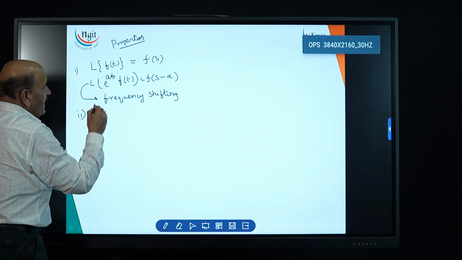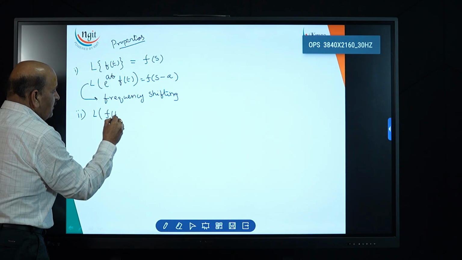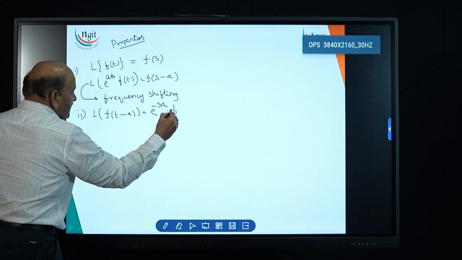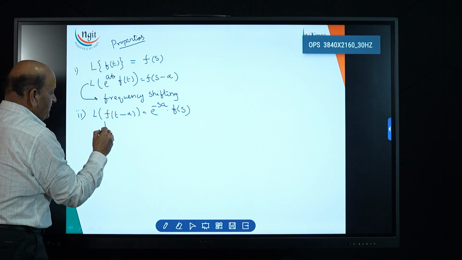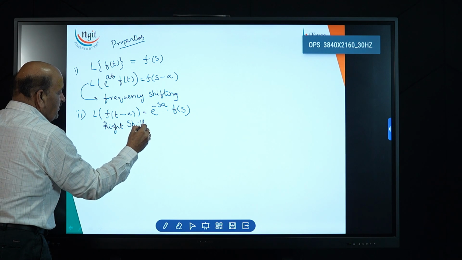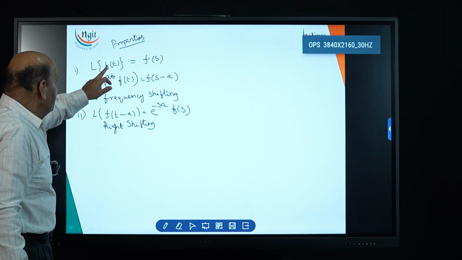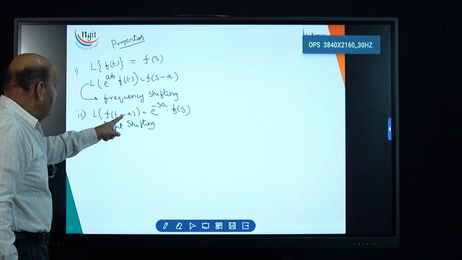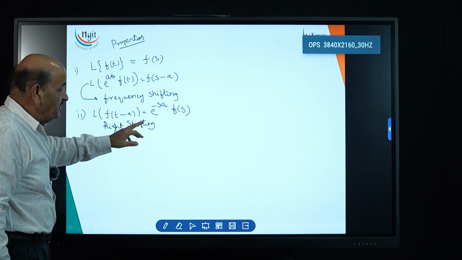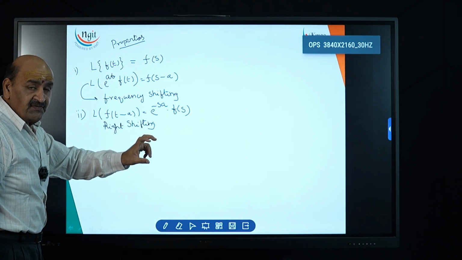Now, general shifting. If L of f of t is equal to f of s, then the Laplace transformation of the signal f of t minus a is equal to e power minus sa into f of s. This is right shifting. Students should not confuse right shifting with frequency shifting. In right shifting, the signal is delayed by a seconds. Here e power minus sa will come as a coefficient with f of s.